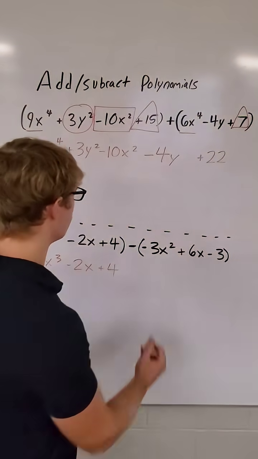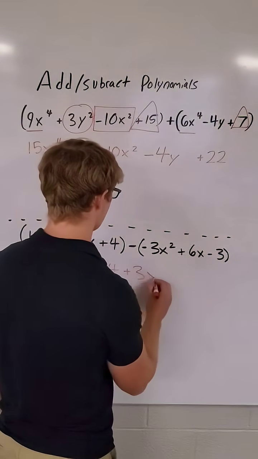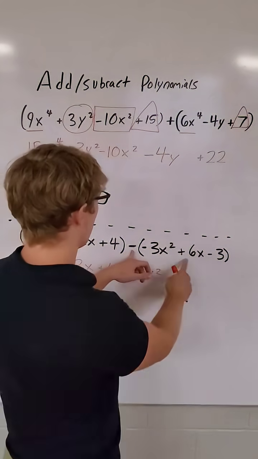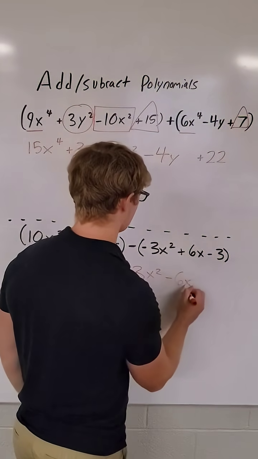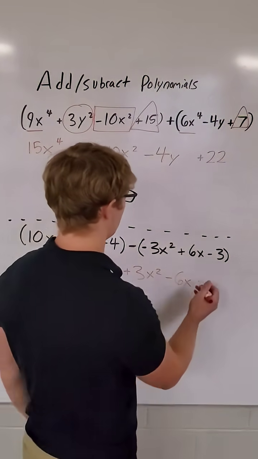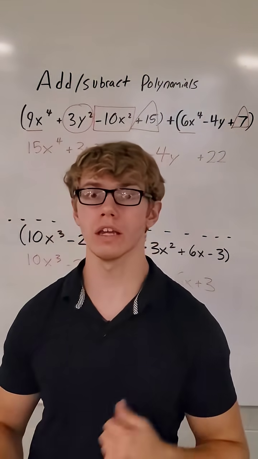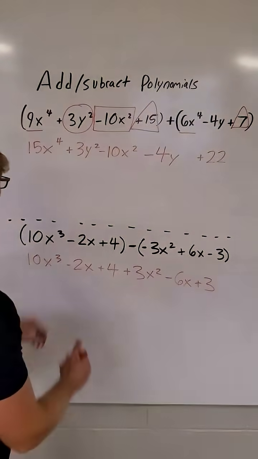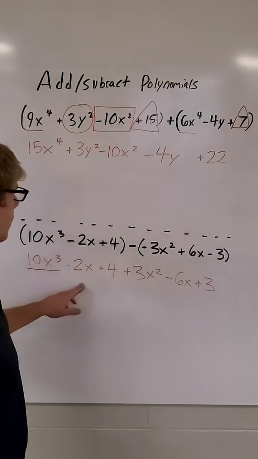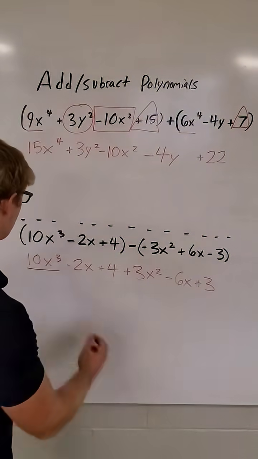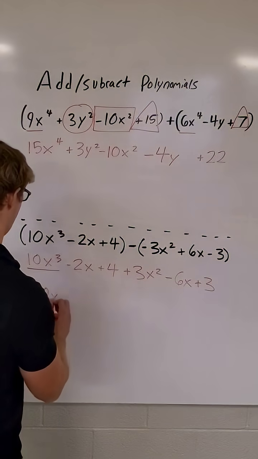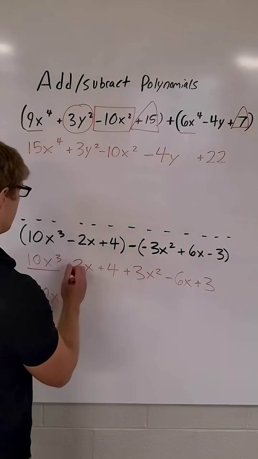So negative and negative, we have plus 3x squared. Negative, positive, so this is a minus 6x. Negative sign, this becomes a positive 3. And now we're going to do the same thing. Combine our like terms. So 10x to the 3rd, I'm going to underline it. Scan. I see nothing, so I'm going to drag it down. 10x to the 3rd.